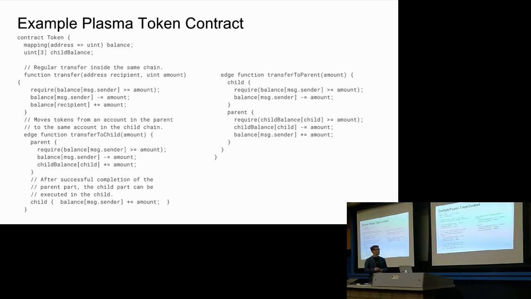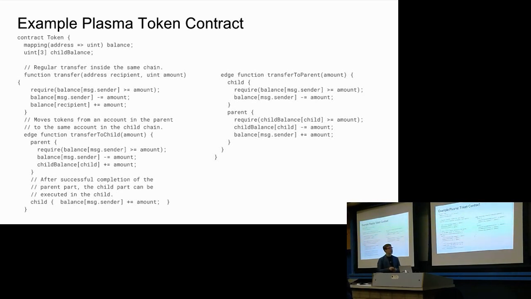And after that, it will execute the child part, and here the amount is just added to the balance of the sender. So if the child blockchain would not verify the event in the parent blockchain, you could increase your balance arbitrarily, because you just send the transaction, the parent part is skipped, and this adds something to your balance. But because it actually checks that the parent part was executed and the amount was reduced from your balance here, this is safe. And we have a similar function that does transfer to parent.